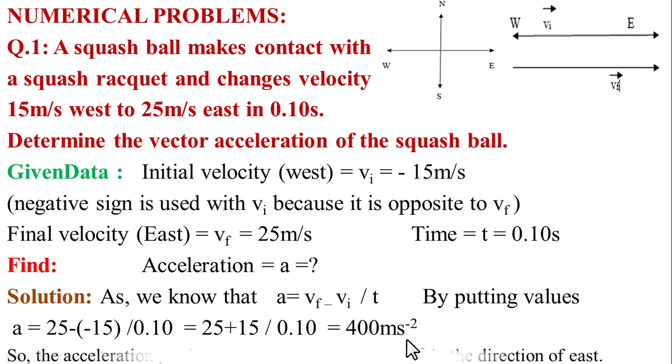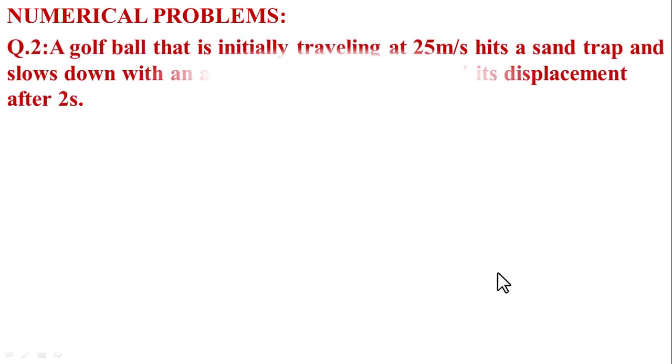Here the final answer of acceleration is equal to 400 meter per second squared. Now we will move in the direction of the opposite velocities Vi and Vf. So the acceleration produced by the ball is 400 meter per second squared in the direction of east. Now we can solve numerical problem question number 2.